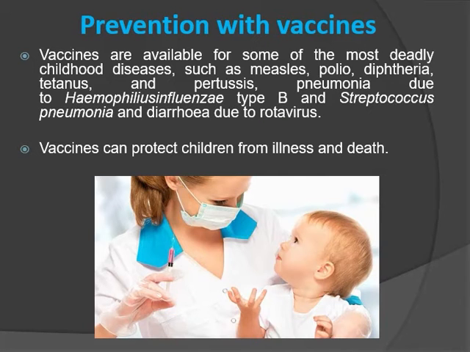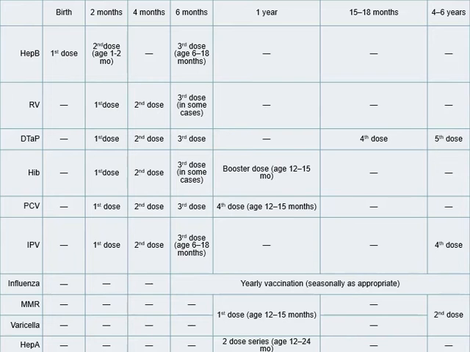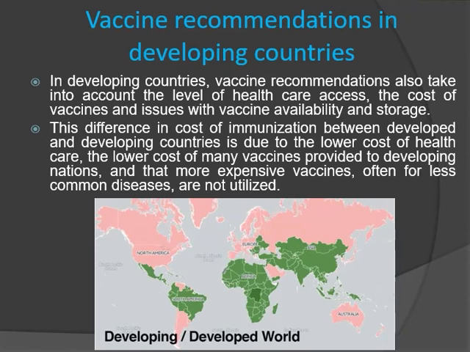The recommended vaccination timeline is shown on the next slide. As you can see, the first 6 months is the most important period when a child gets most of the vaccinations. In developing countries, vaccine recommendations also take into account the level of healthcare access, the cost of vaccines, and issues with vaccine availability and storage.